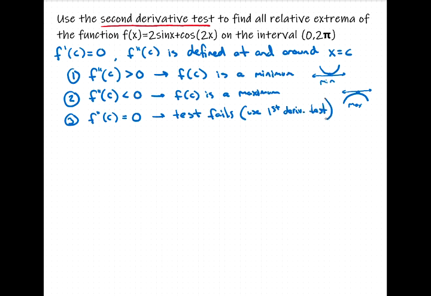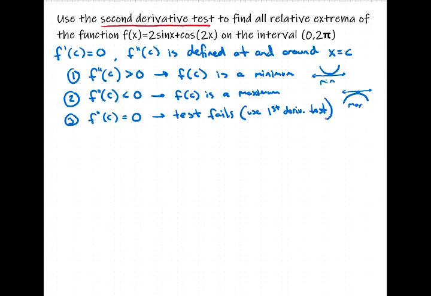Okay, so this is the one drawback with the second derivative test. It usually works, but occasionally it doesn't work if the second derivative equals 0, because we're looking for a positive second derivative, we have a minimum. Negative second derivative, we have a maximum.